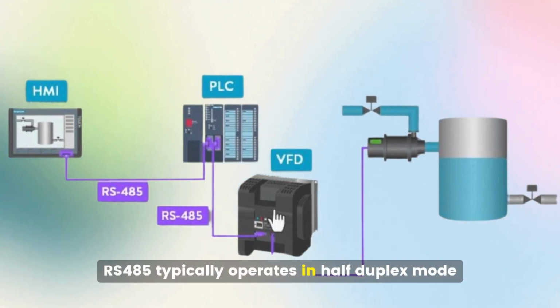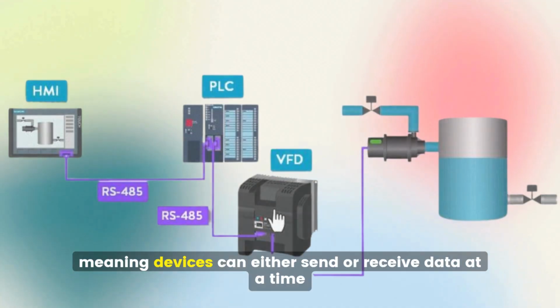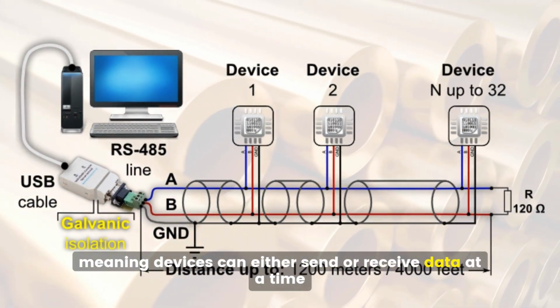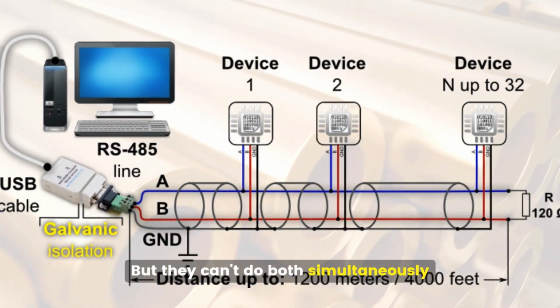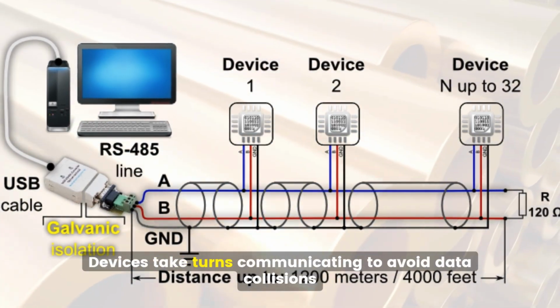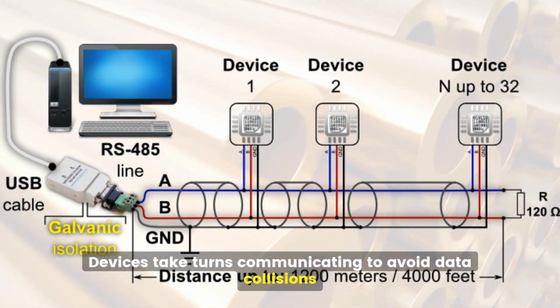RS485 typically operates in half-duplex mode, meaning devices can either send or receive data at a time. But they can't do both simultaneously. Devices take turns communicating to avoid data collisions.